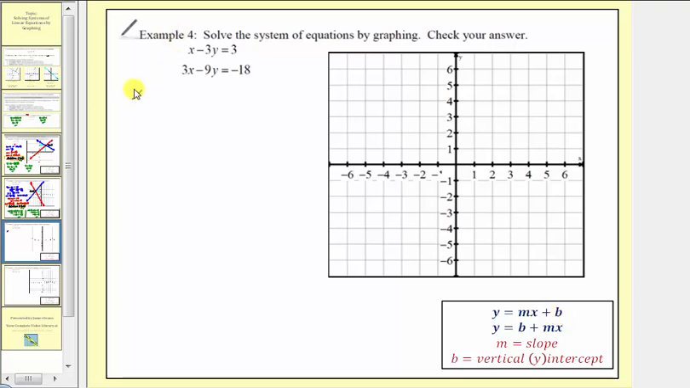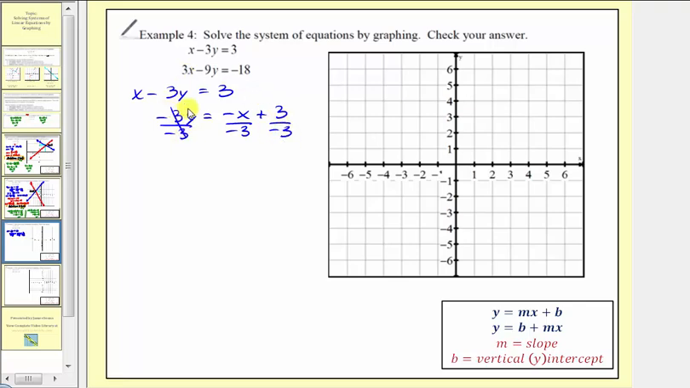So for x minus 3y equals 3, we first want to isolate the y term, so we'll subtract x on both sides. So we'd have negative 3y equals negative x plus 3, or 3 minus x. I'm going to write negative x plus 3. Now we divide both sides by negative 3.